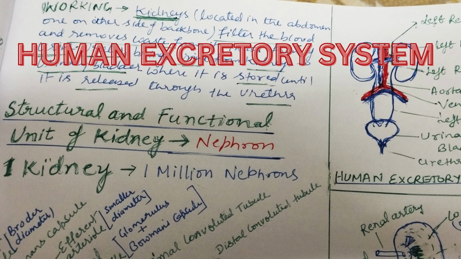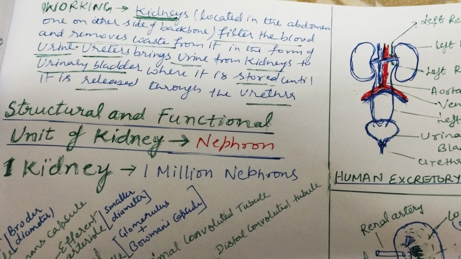Today, we will understand the human excretory system. It consists of two bean-shaped kidneys, and two tube-like structures called ureters coming out of each kidney, which come down and connect to a muscular bag-like structure called the urinary bladder, and the urethra.